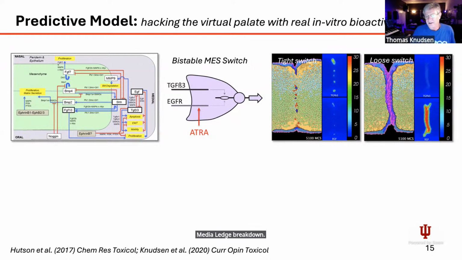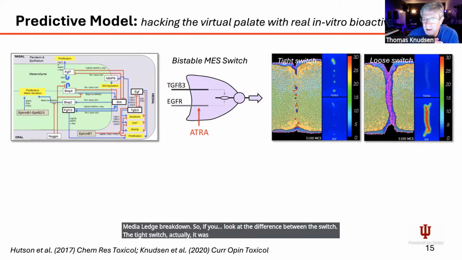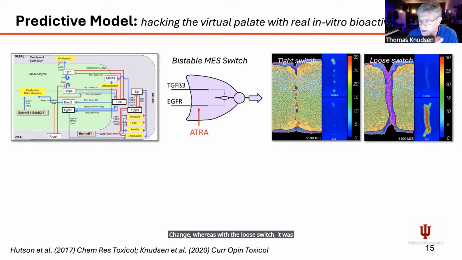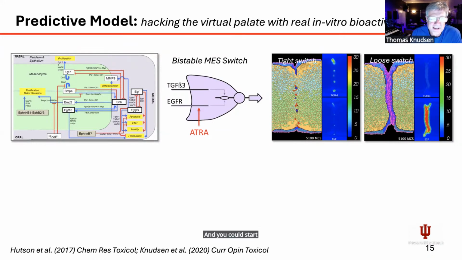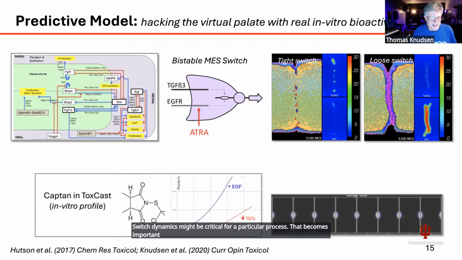But if you look at the difference between the switch, the tight switch, actually, it was a reversible change, whereas with the loose switch, it was a permanent change. So the dynamics in these switches can be played with and hacked in a virtual palate, and you could start getting some predictions on what relative amounts of switch dynamics might be critical for a particular process. That becomes important when you want to apply that information.